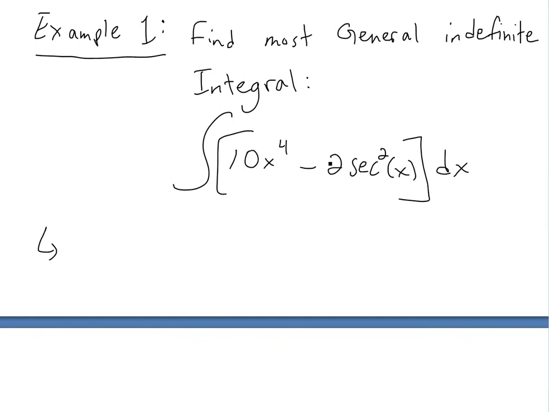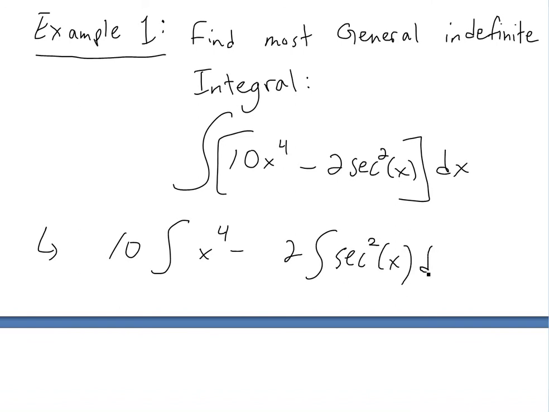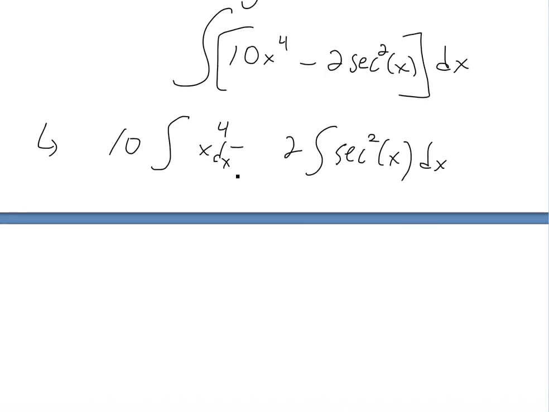Basically, we could separate these two integrals into two of them, and then we could take the constants out. So this will be 10 times the integral of x^4 minus 2 times the integral of secant squared x dx. Also, always put a dx there, just to have the correct notation for an integral. So now we could solve these ones here. We just find the antiderivative of both of them.